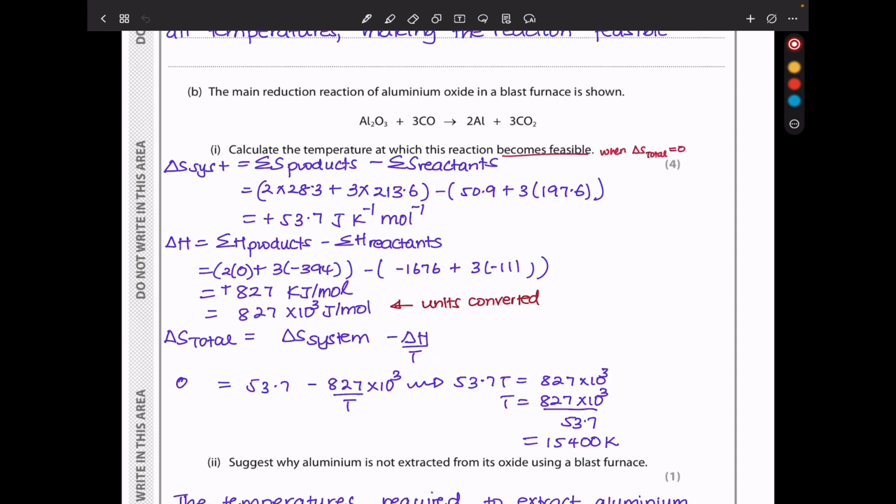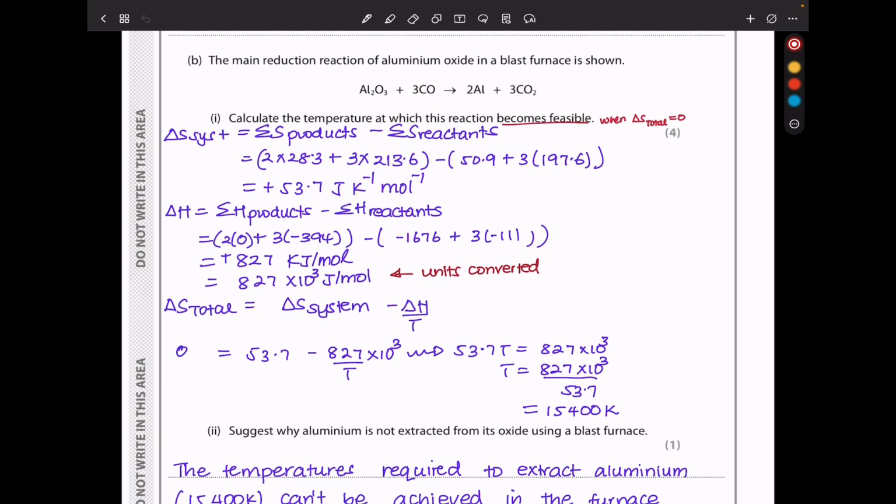And then the enthalpy change is going to be that for the products minus that for the reactants. So for the products we have 2 times 0 for aluminium plus 3 times carbon dioxide, which is that, minus the one for aluminium oxide, which is that, plus 3 times that for carbon monoxide. Combining, I got positive 827 kilojoules per mole.